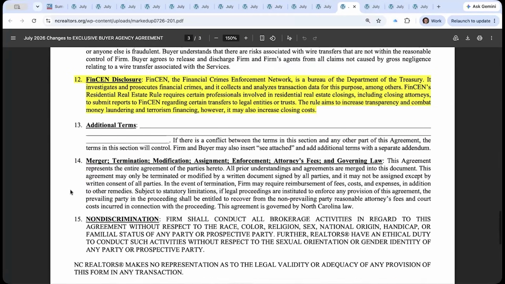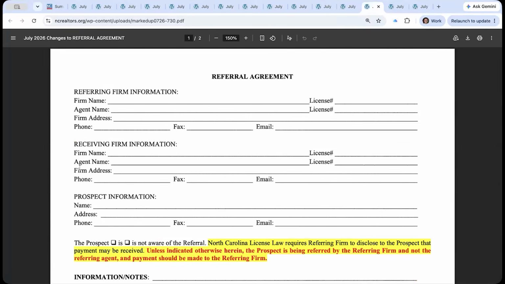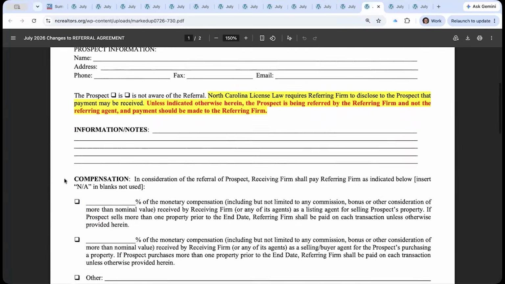Moving on down, another FinCEN paragraph there for you to discuss with the buyer. Moving on to the referral agreement.